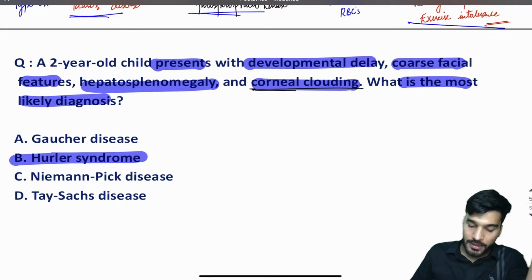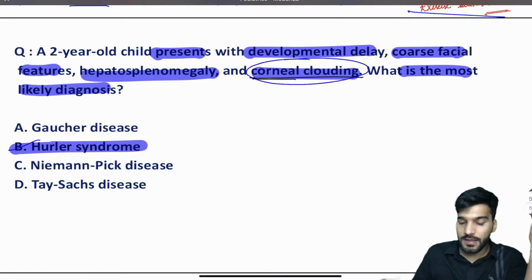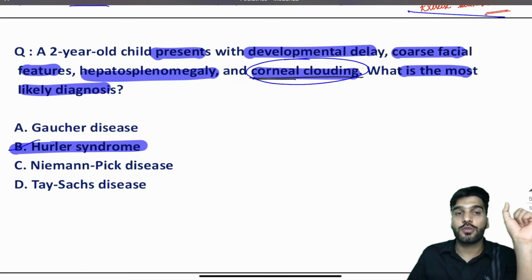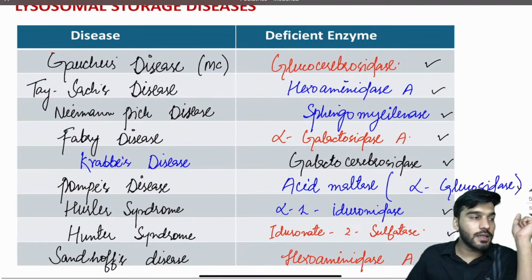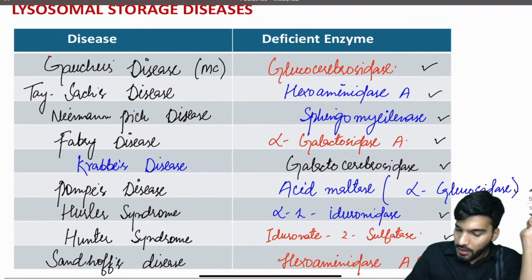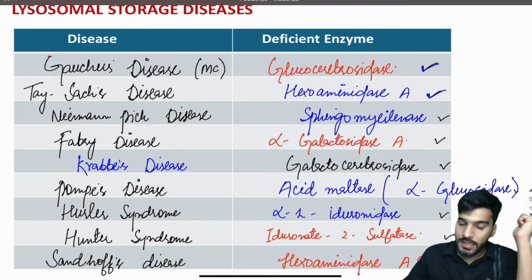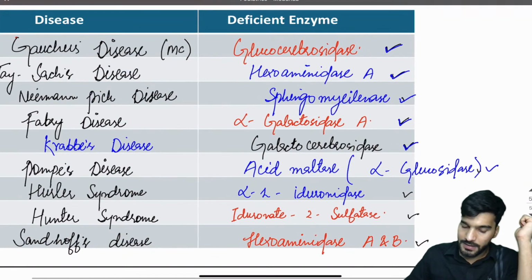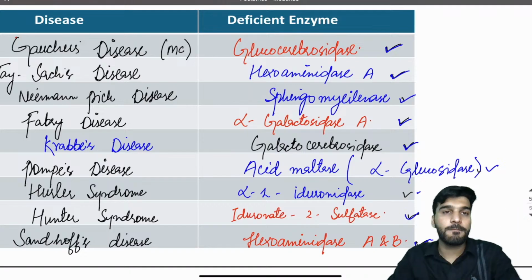A 2-year-old child presents with developmental delay, and we talked about corneal clouding being there. It's Hurler syndrome. If no corneal clouding, it's going to be Hunter's syndrome. Remember the enzyme deficient: Gaucher's, glucocerebrosidase. Tay-Sachs, hexosaminidase A. Niemann-Pick, sphingomyelinase. Fabry, alpha galactosidase. Krabbe's, galactocerebrosidase. Pompe's, acid maltase. Hurler, alpha-L-iduronidase. Hunter's, iduronate sulfatase. Sandhoff's, hexosaminidase A and B.